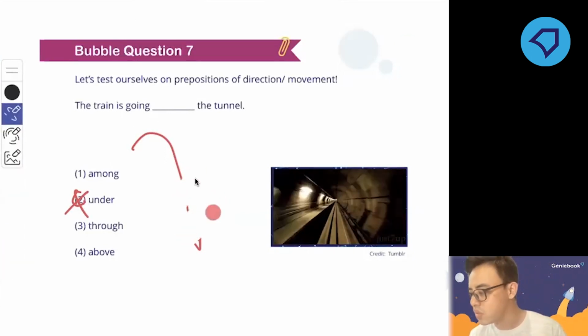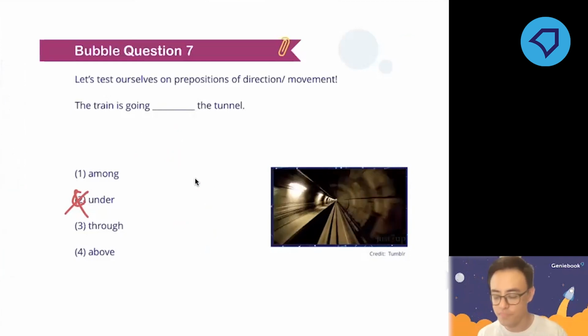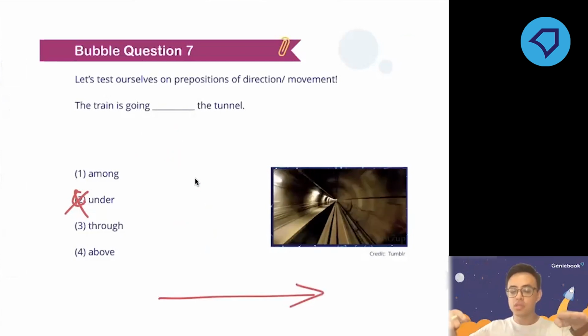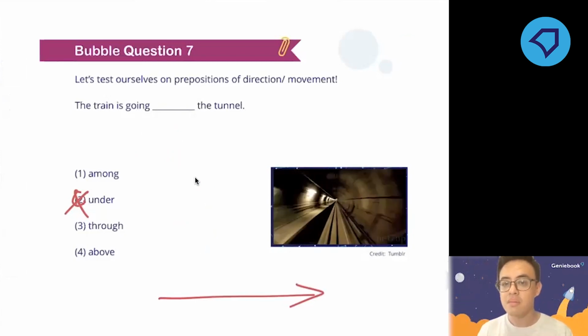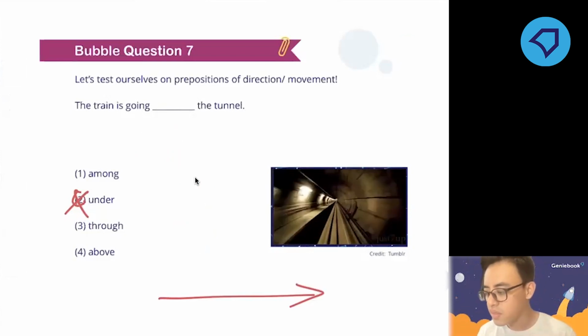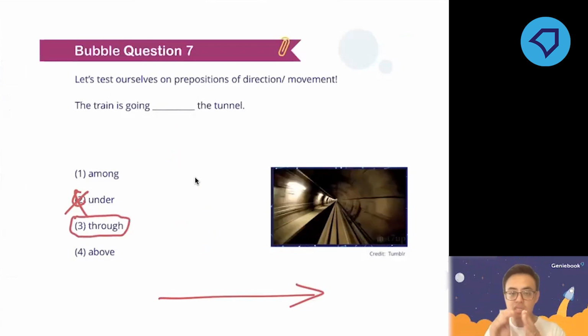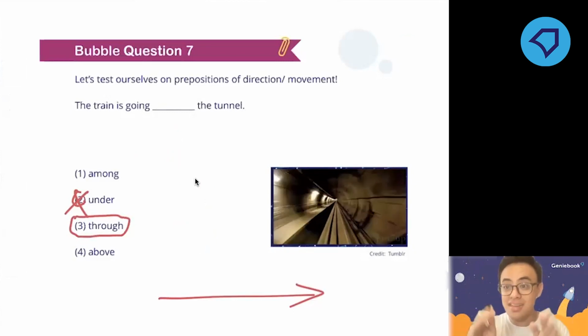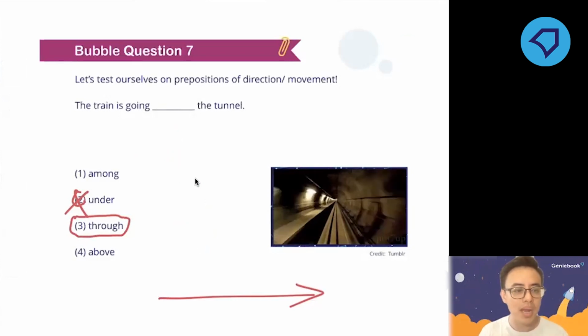But as you can see over here in this photo, which I have so kindly provided for you, it's going like this, in a straight line. So the train doesn't go under the tunnel. The train is under the tunnel, but the train now is moving through the tunnel. Can you say that the train is under the tunnel? No, you can't. You can say the train is under the ground, but you can't say that.